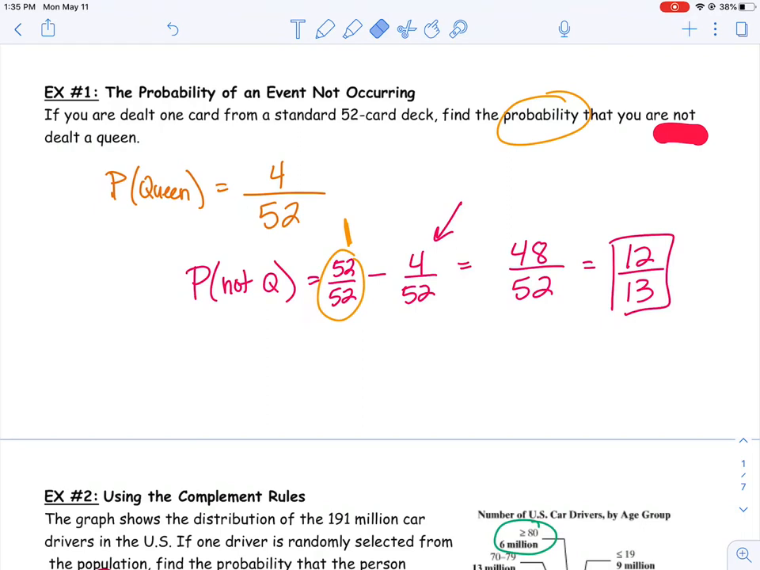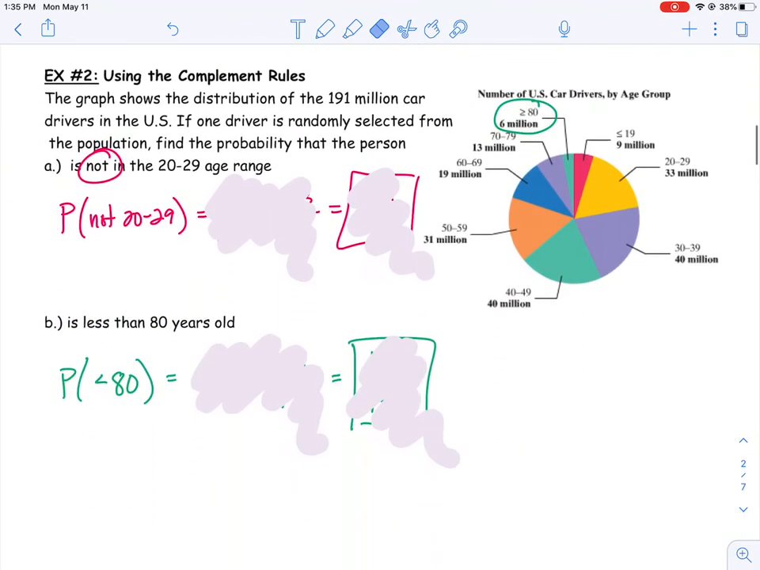Okay? Let's do one more example in this video. It says here that the graph shows the distribution of 191 million car drivers in the U.S. If one driver is randomly selected from the population, find the probability that the person A is not in the age range of 20 to 29, or B is less than 80 years old. So let's use the chart to figure out the different probabilities. The first one says we want to find the probability of not being 20 to 29.